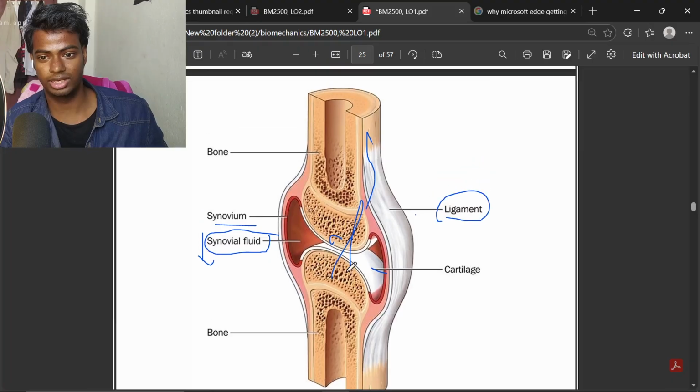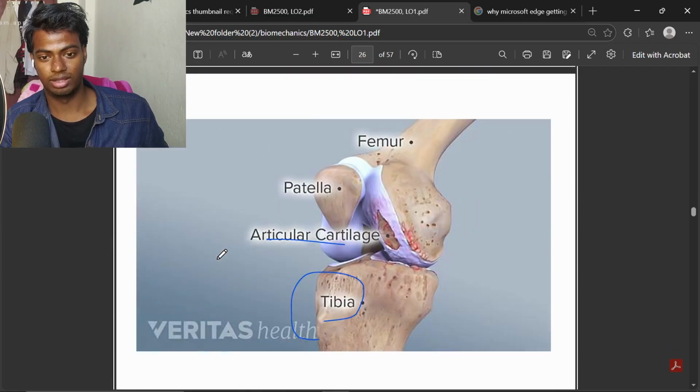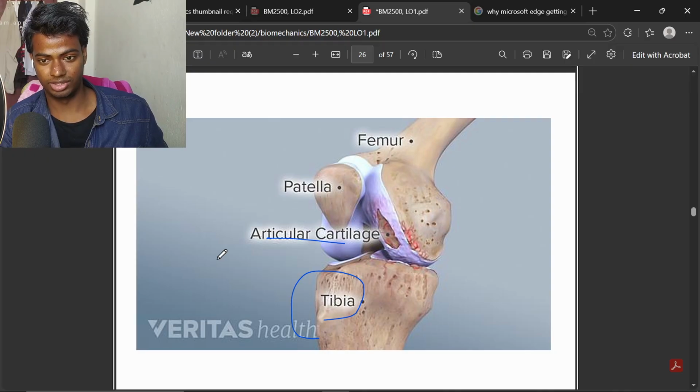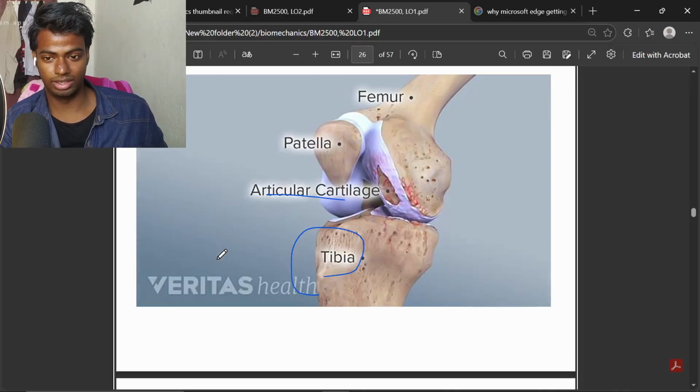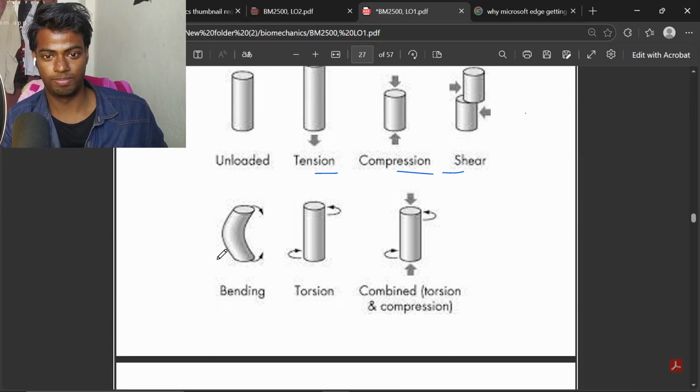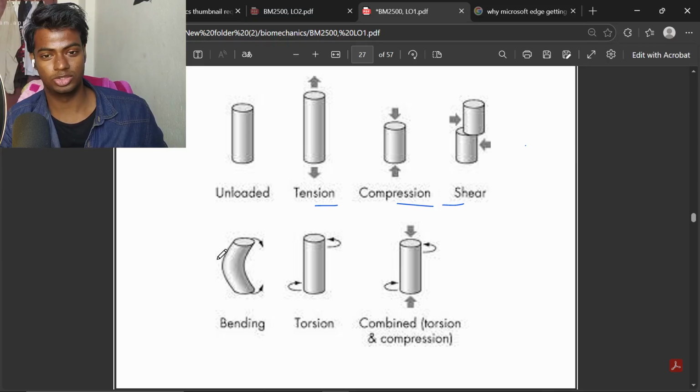Very interesting. Ligament is the part of the body which connects the bone with the muscle, and cartilage is the part of the human body which connects bone to bone. Synovial fluid is the reason we have less friction between bone and bone, and the bone doesn't get damaged. That's why old people have joint pain.